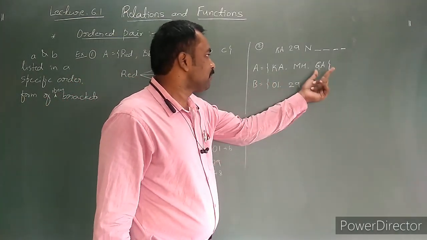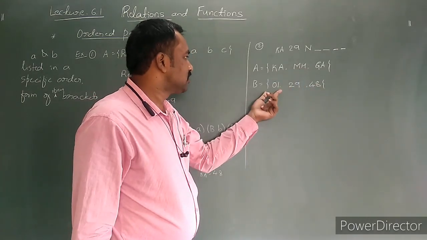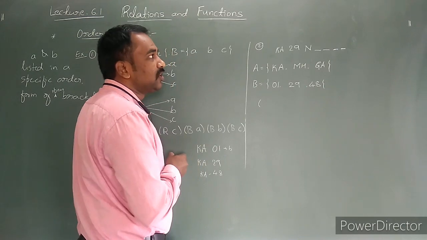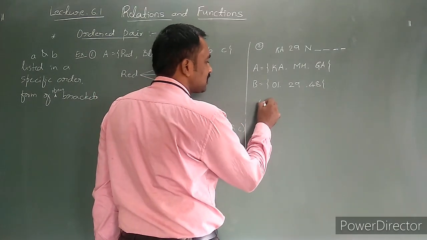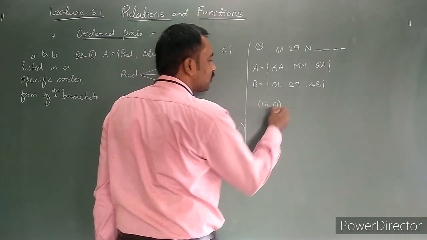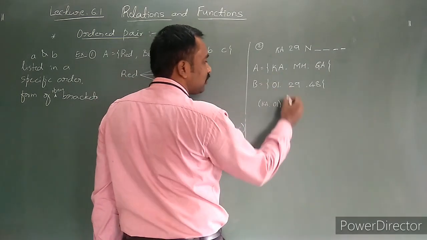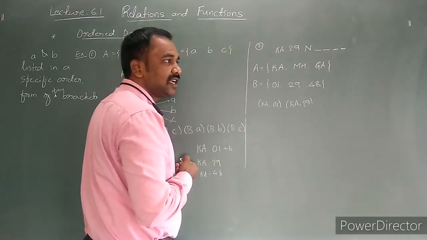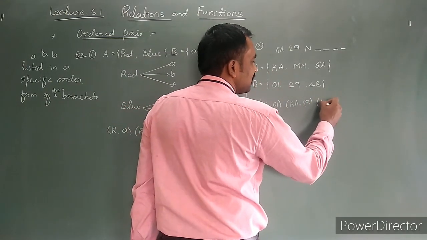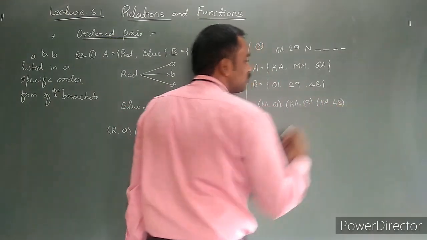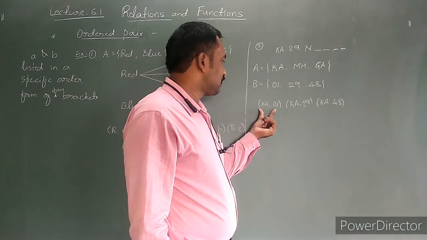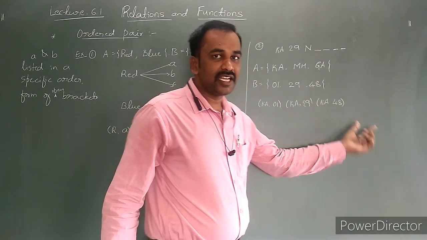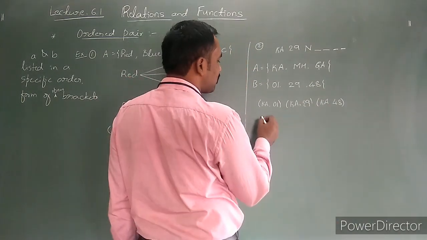Now I am just reading the pairs like that. Similarly, MH01, MH28, like that. Now I am going to write the ordered pairs. What are the ordered pairs we can make? I just write KA, 01. This is one pair, KA01, and similarly KA, 29. Next, similarly KA, 48. These are the ordered pairs. Is there any other ordered pair? Yes. What are the remaining ordered pairs?